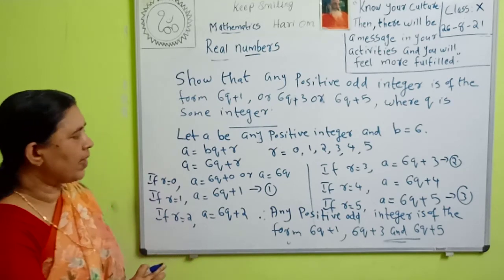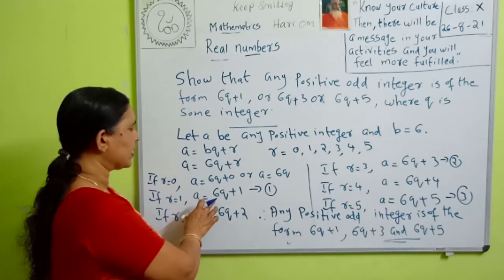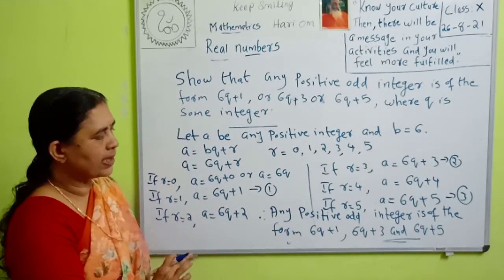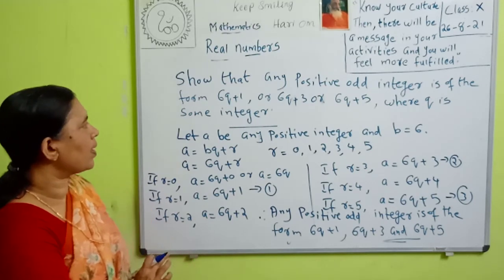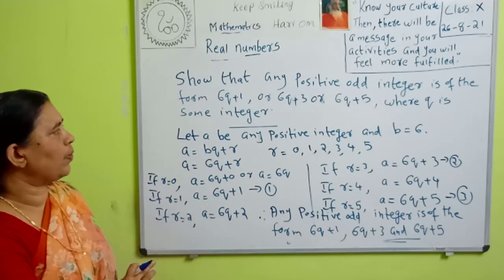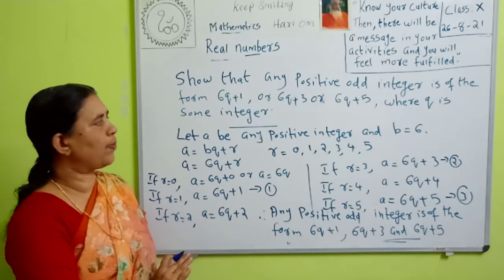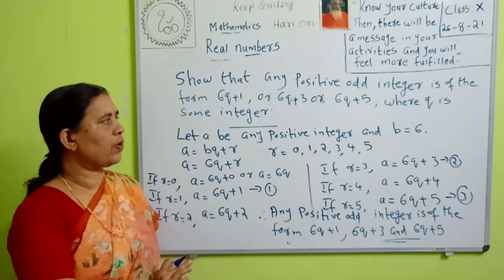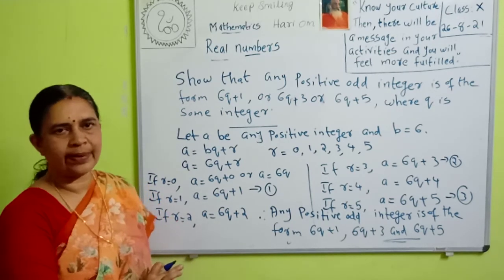Then what are the odd values here? The odd values are 6q plus 1, 6q plus 3 and 6q plus 5. So we proved that any positive odd integer is of the form 6q plus 1, 6q plus 3 or 6q plus 5. Okay.